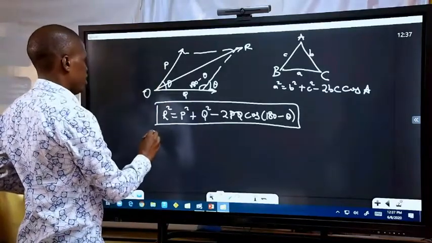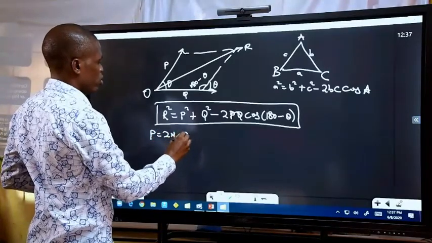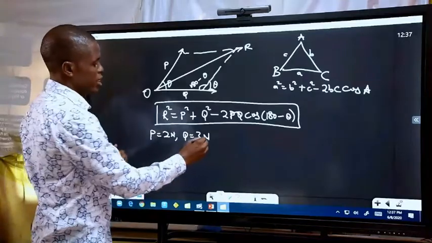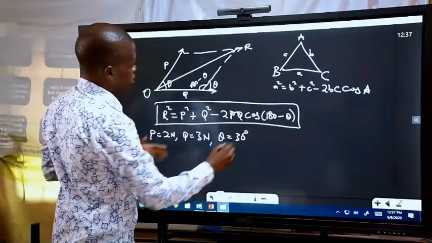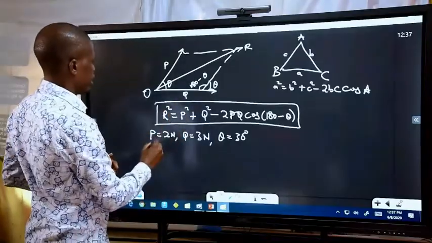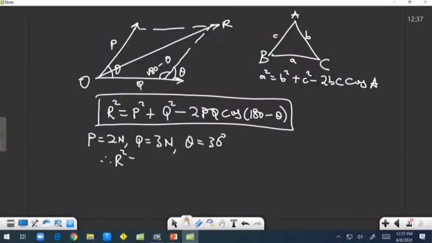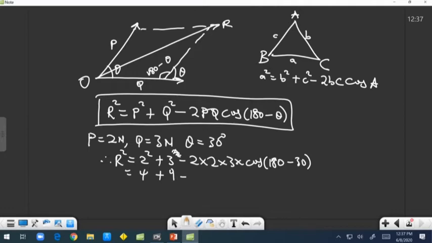So let's assume that P is equal to 2 newtons and Q equal to 3 newtons, and the theta between them is 30 degrees. We can solve for the resultant using the formula stated. So R squared equals 2 squared plus 3 squared minus 2 times 2 times 3 times cos (180 minus 30). 2 squared is 4, 3 squared is 9, and 2 times 2 times 3 is 12, multiplied by cos 150.